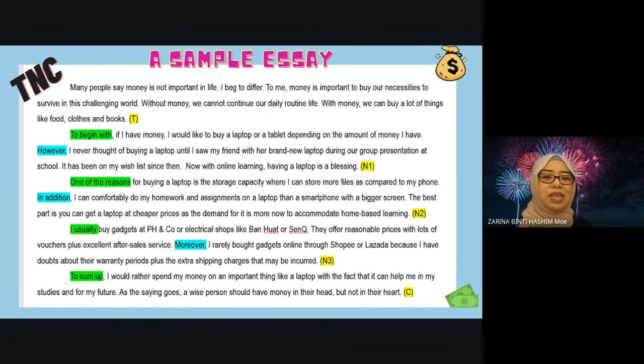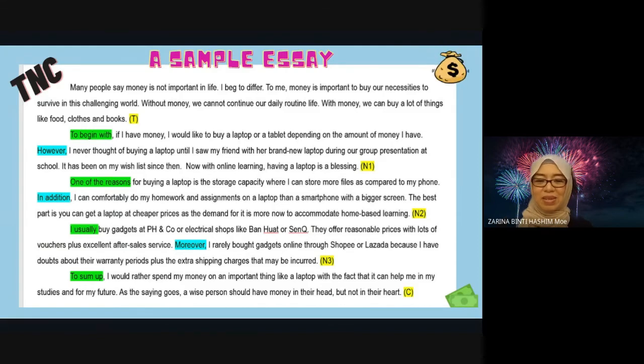To begin with, if I have money, I would like to buy a laptop or a tablet depending on the amount of money I have. Nampak tak? Macam dia kata dia nak beli laptop ataupun tablet, bergantung pada amount yang dia ada. Macam tadi dekat part 1, kamu boleh stop je dekat sini. I would like to buy a laptop or a tablet. Full stop. Cukup.